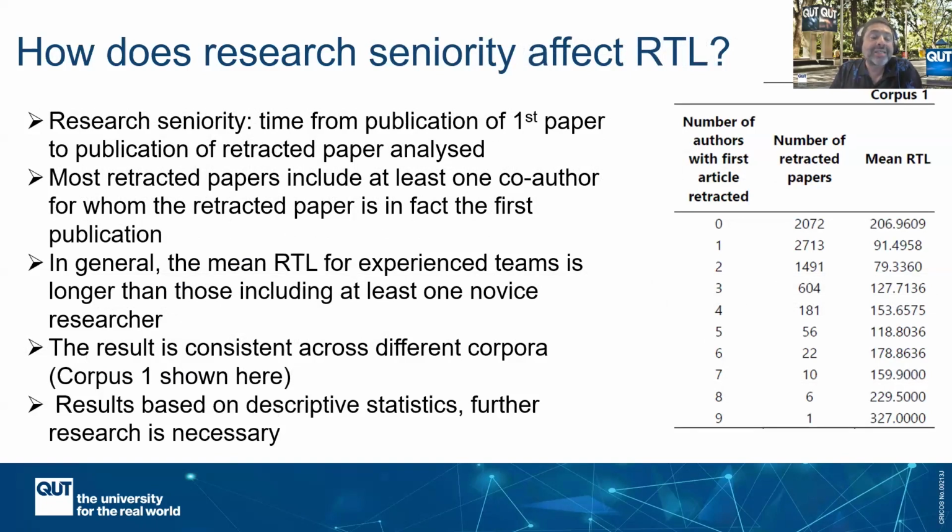I also analyzed the research seniority of the researchers, defined as the time from publication of a first paper to publication of a retracted paper in the corpus. Most retracted papers include at least 1 co-author for whom the retracted paper is in fact the first publication. And in general, the mean retraction time lag for experienced teams is longer than those including at least 1 novice researcher. In this table, I'm showing the results for Corpus 1, but the results are consistent across all corpora.